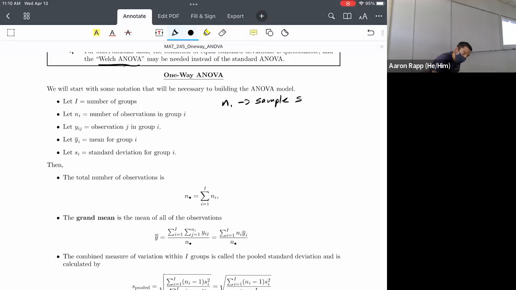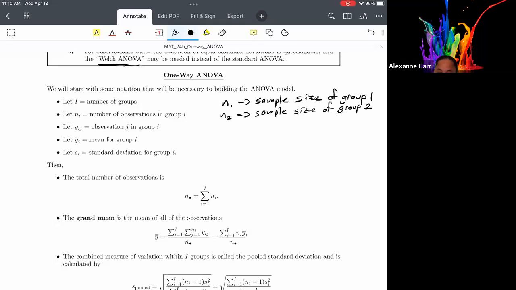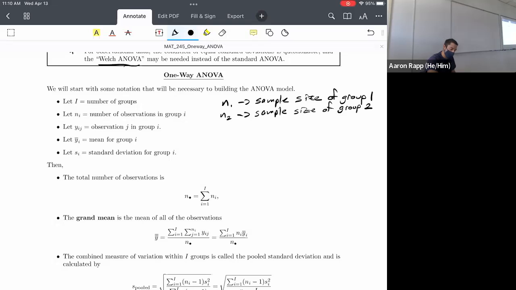is the sample size of group 1. If I had n2, that's going to be the sample size of what group? Group 2. And so on, right? All the way up until n with a subscript of capital I, that's the sample size of what group? Group I.